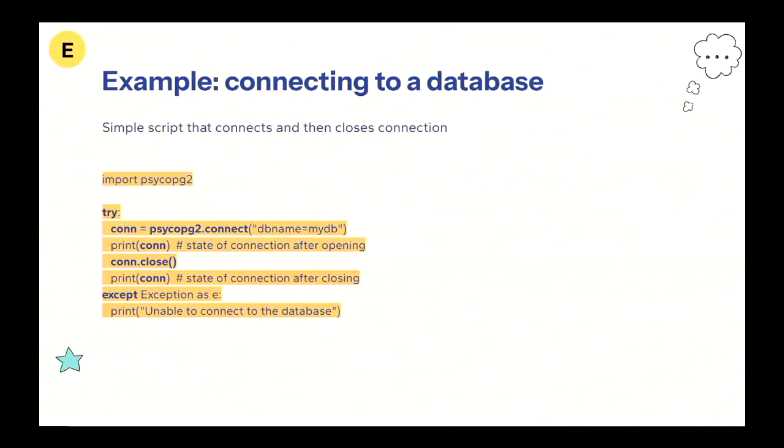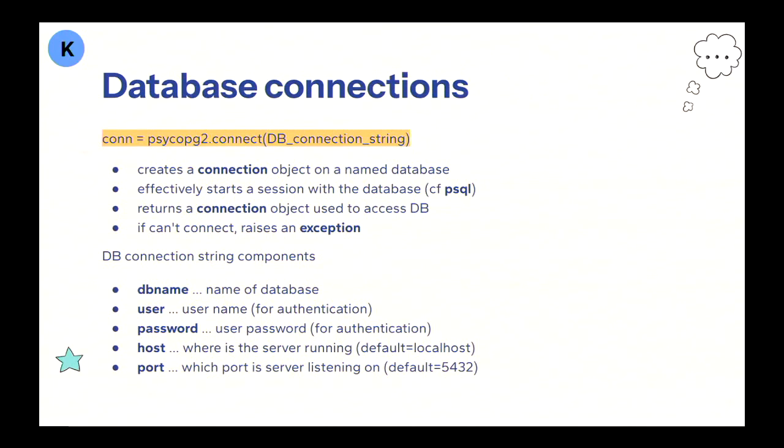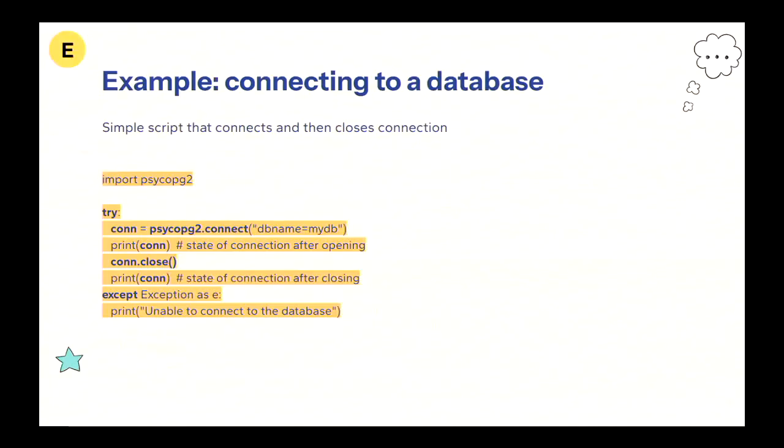But in our case, we just need to specify the DB name we would like to connect to. Everything else uses the default value. So that's about connections. And here's an example of how to open and close a connection.